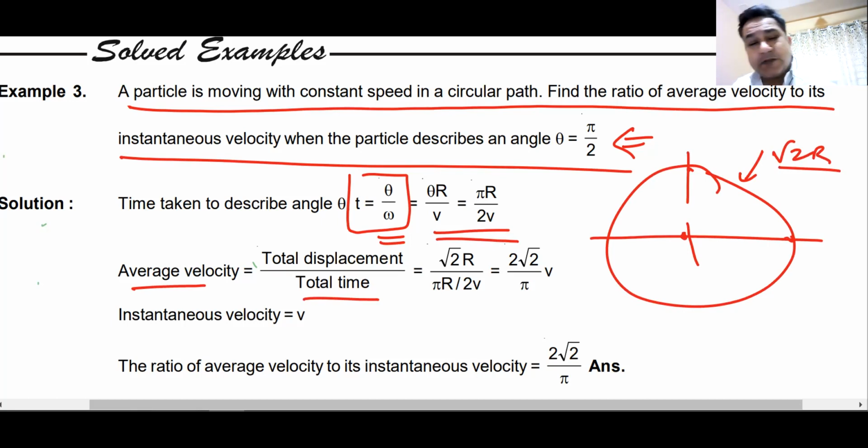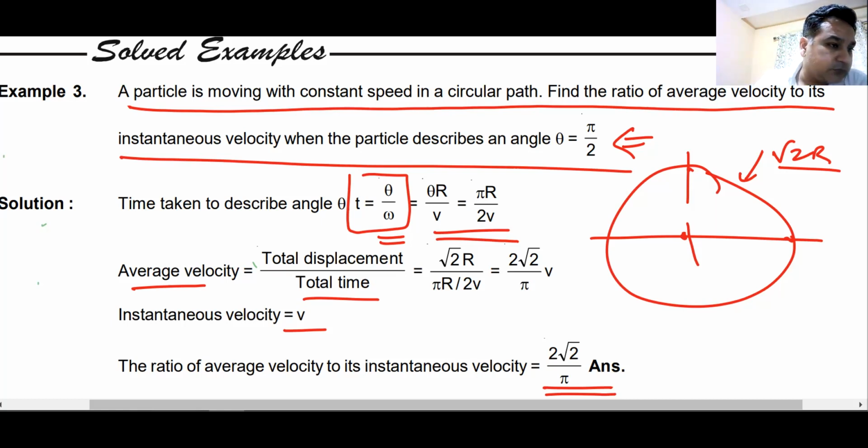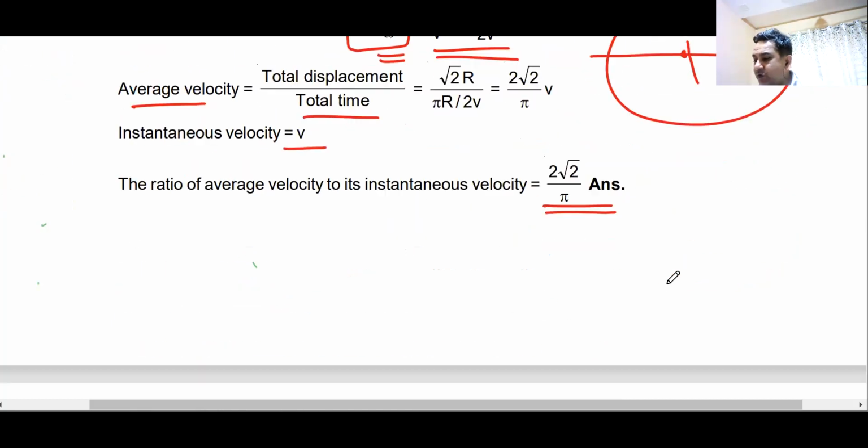Average velocity is total displacement divided by total time. Am I clear? The instantaneous velocity remains the same, v. You can find their ratio. Do we understand this? Have you got the answer? Brijesh, Sai Teja, Soni, Ashrit, and Bhojaraju, do you all understand this, beta? Okay.